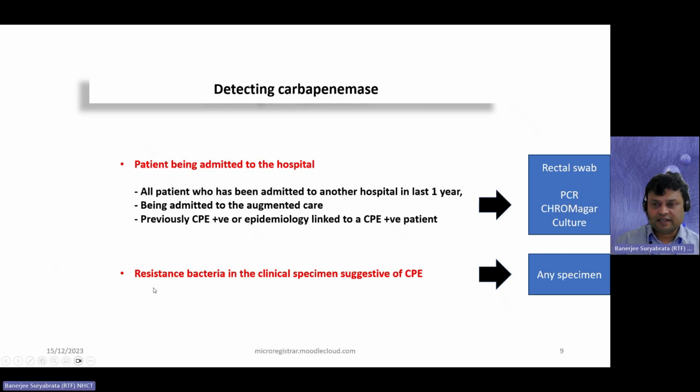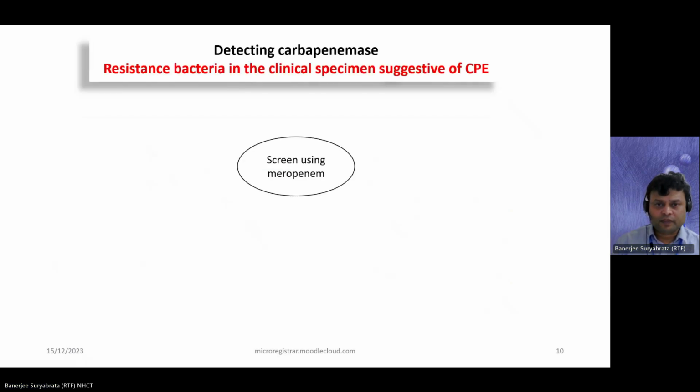The other situation is when you are culturing, for example, a blood culture, sputum culture, urine culture or wound culture, and you find some organism which is meropenem resistant, and you think, could it be CPE? You take it through and find out whether it is actually CPE. So it can be from any specimen. These are the two situations when you might have to detect carbapenemase.